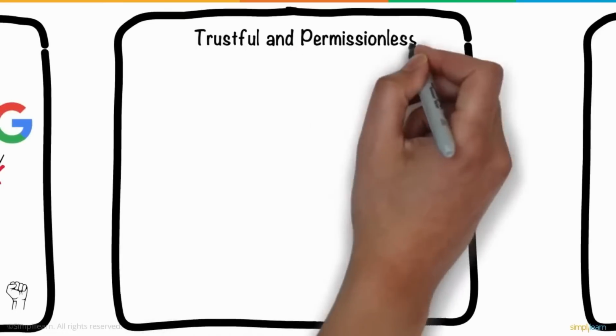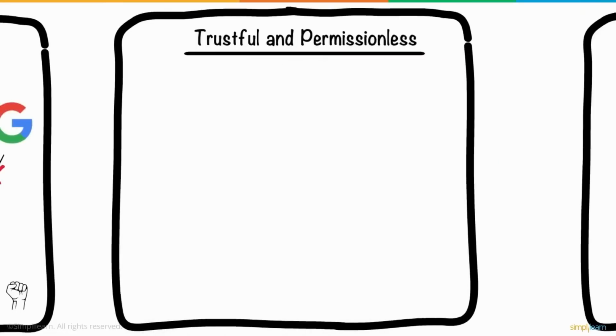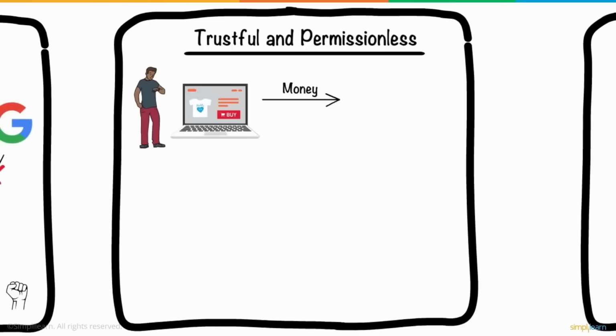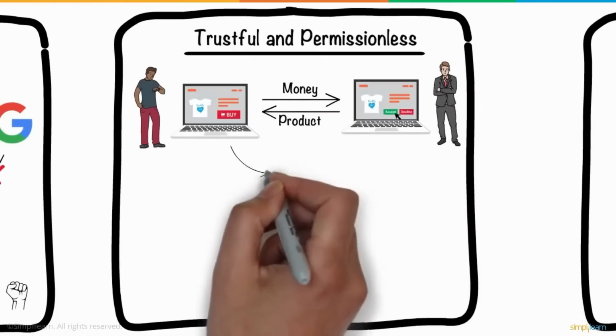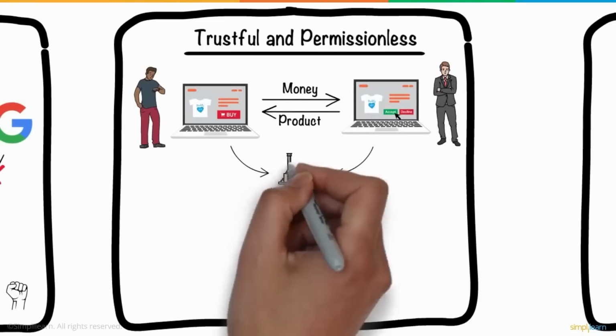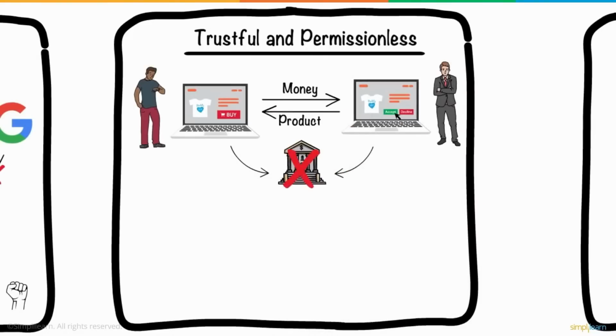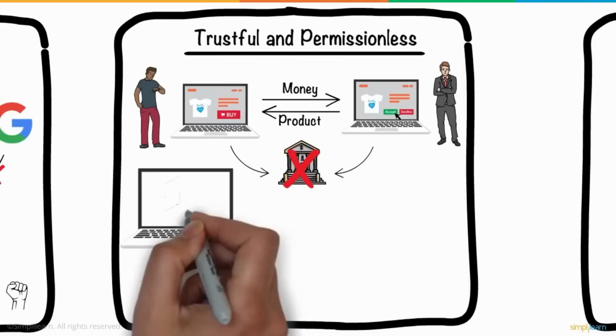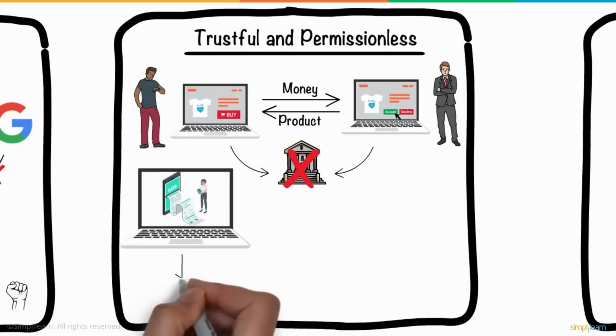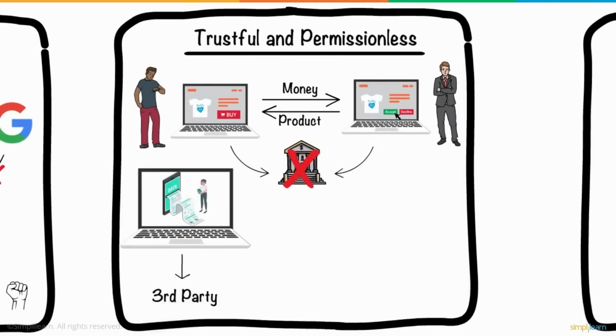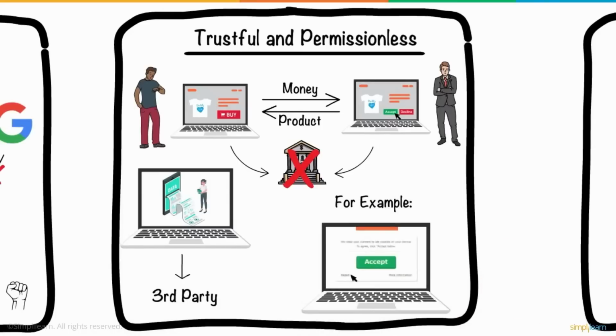Second is trustful and permissionless. Web 3.0 will also be trustful and permissionless, which means that participants will be able to interact directly without the need for a trusted intermediary or permission from a governing body. Due to this, you can access any data relevant to your choice without any permission from any other node or third party. For example, if you are researching for some data, you don't need to accept its cookies, or you don't need to provide any sort of details, as there is a trustful bond between you and the web.